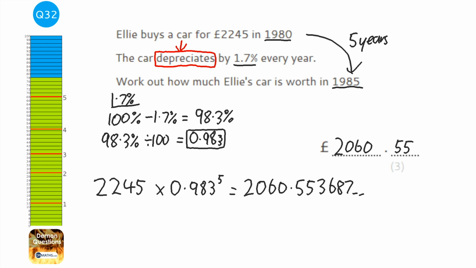Now last thing is just to check your answer makes sense. Well, the car was worth 2,245. It has depreciated, but not by very much. 1.7% is not very much. So it's gone down, and it lost about, say, roughly £200. So the answer makes sense.